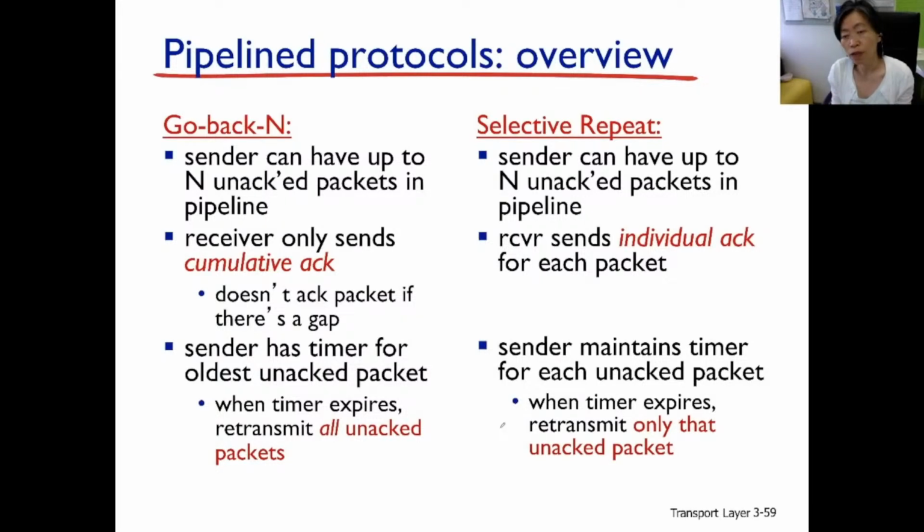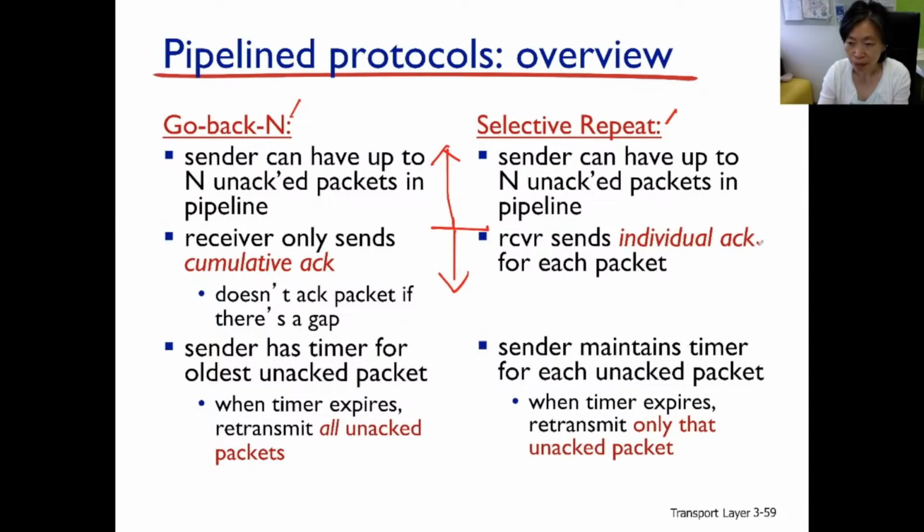Okay, so here's the overview slide that contrasts the two big categories of pipeline protocols. On the left, the go back N. On the right, selective repeat. Right? They are the same this way. Both of them allow having multiple packets in flight in a round. Well, that's the basic idea of pipeline protocols. They must be the same this way. And then everything else will be different.